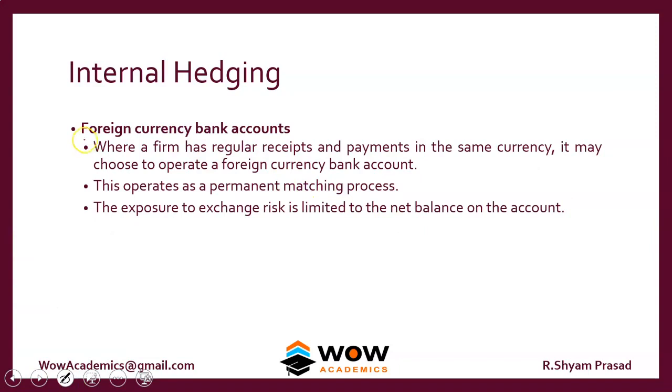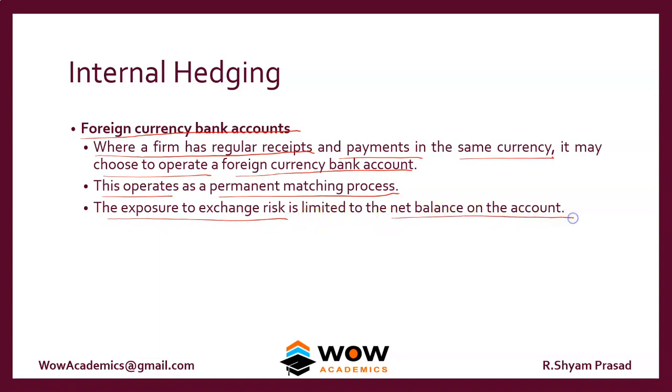So the next method is called foreign currency bank accounts, where a firm has regular receipts and payments in the same currency. It may choose to operate a foreign currency bank account. This operates as a permanent matching process. The exposure to exchange risk is limited to the net balance on this account. So assume that a company has a regular inflow and outflow of receipts. So what it can do is create a foreign currency account in that foreign country, and the balance of the net amount alone has to be hedged.